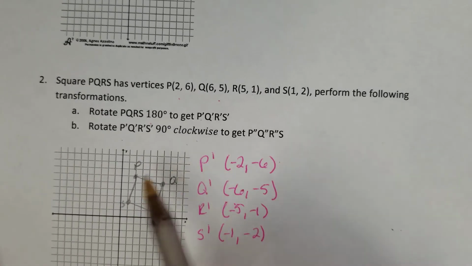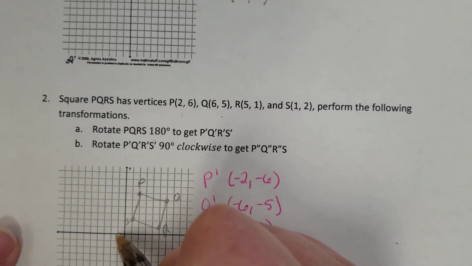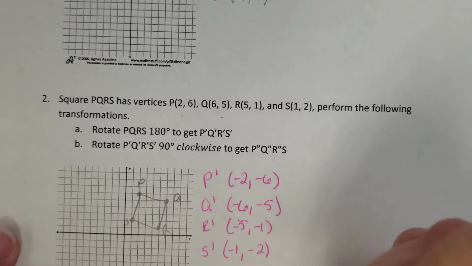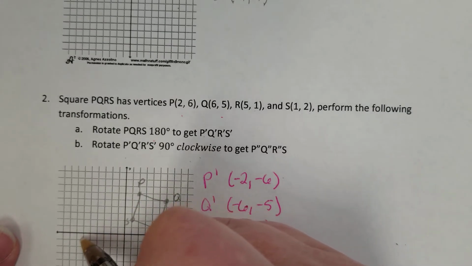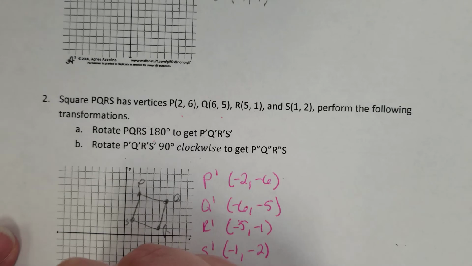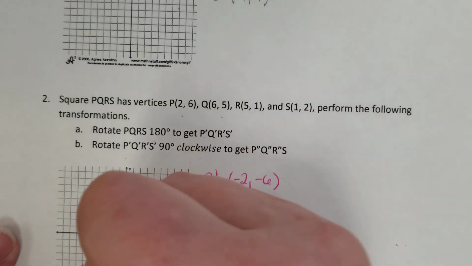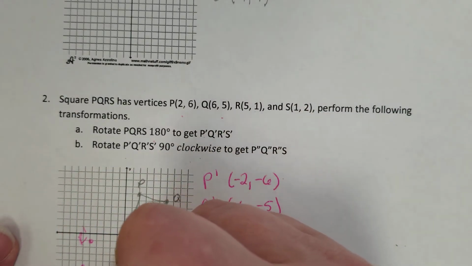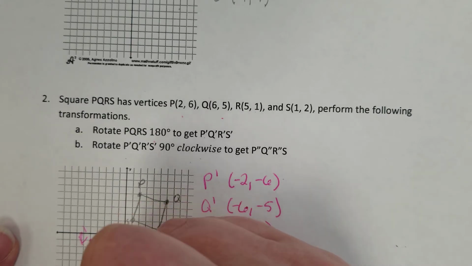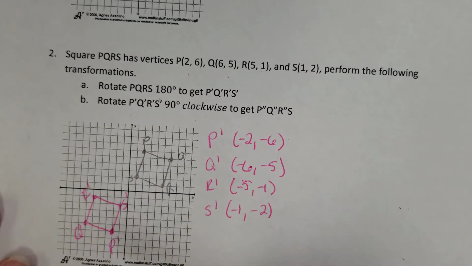So using these points, this shape will rotate 180 degrees to this quadrant. So then go ahead and graph those: P prime, Q prime, R prime, and S prime. All right, so there's our first one. So we've rotated this shape 180 degrees to here.